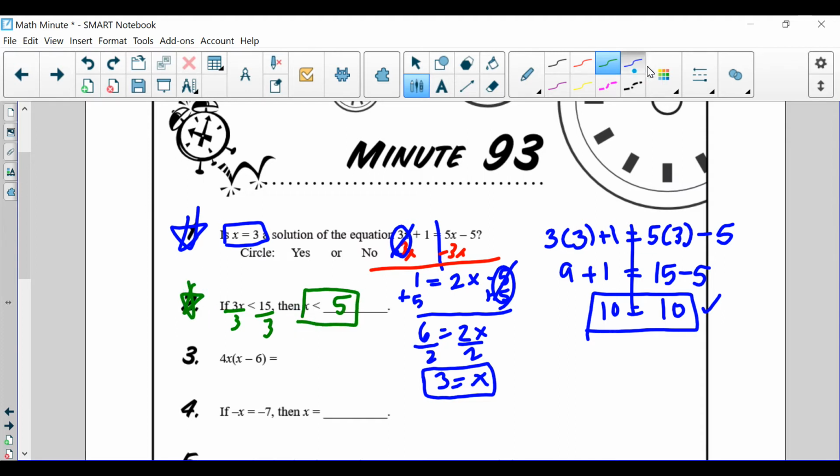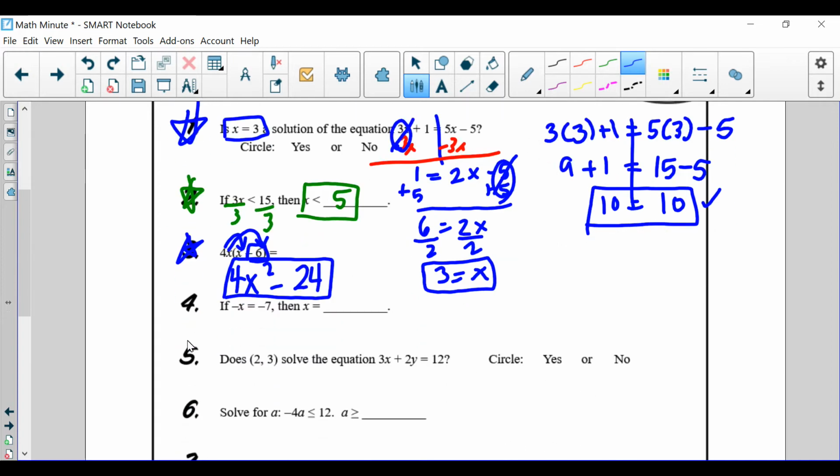Alrighty, continuing on, we're going to use that distributive property. 4 times x is going to be 4x, and then 4 times negative 6 is going to be negative 24. Remember, we can't combine them because they're unlike terms. Alright, let's go over number 4 now.